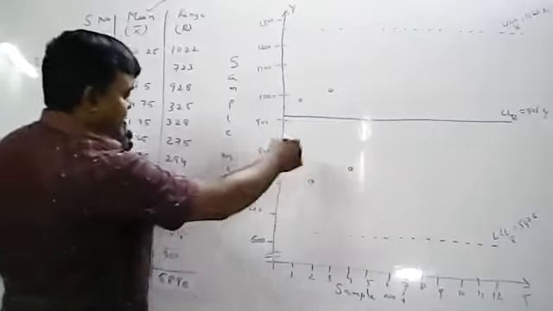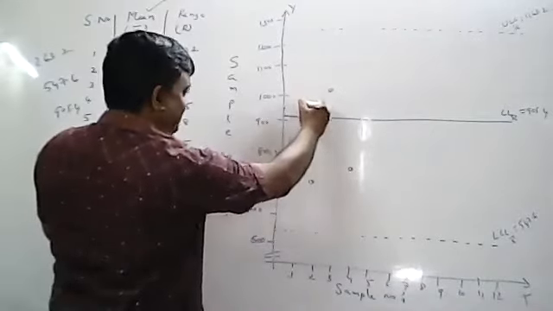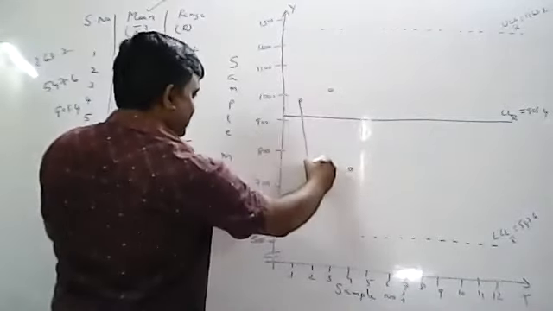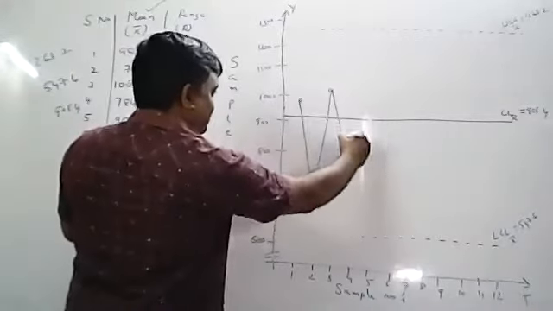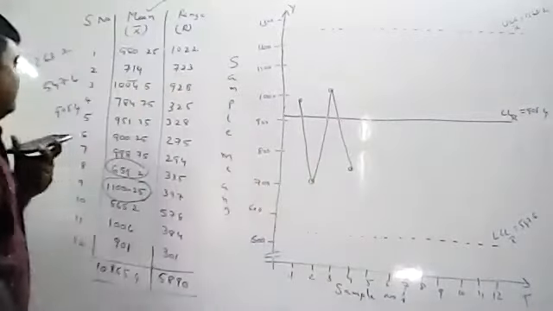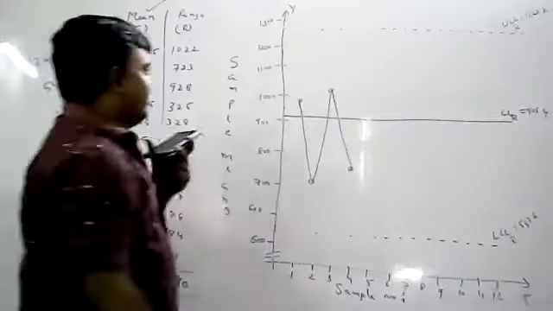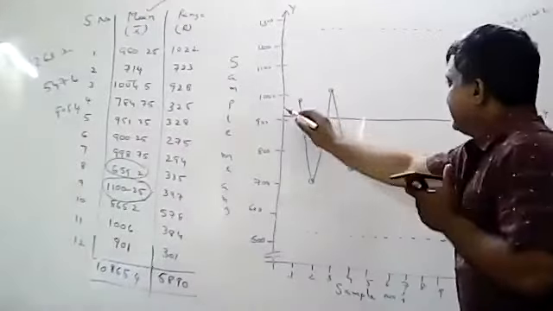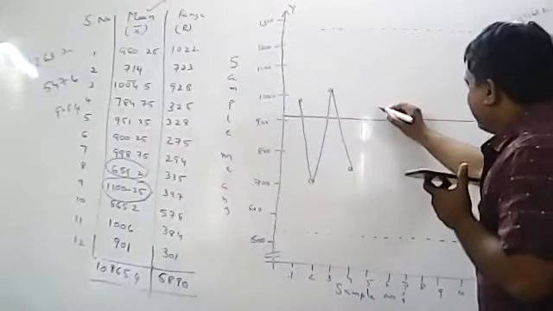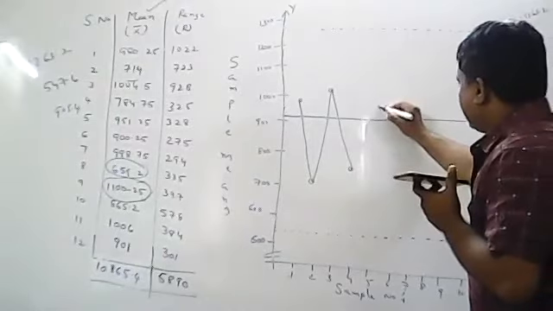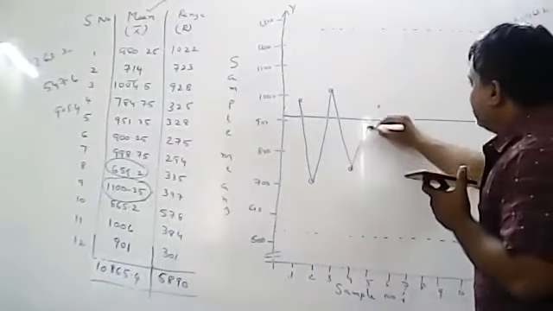Now join these points. What is the first sample? This is the first sample. Second sample is this one. Third sample is this one. Fourth sample is this one. Now the fifth one. What is the fifth one? 951.25. The midpoint is 950, so roughly you can identify 951.25 and then join.